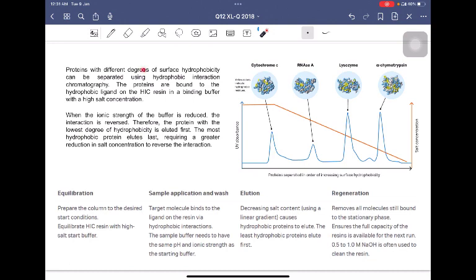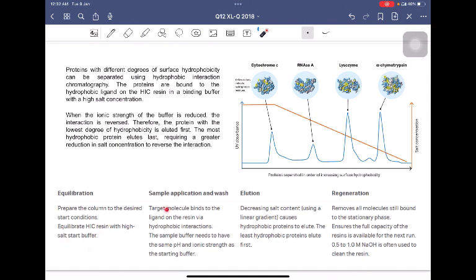So proteins with different degrees of surface hydrophobicity can be separated using hydrophobic interaction chromatography. The proteins are bound to the hydrophobic ligand on the resin in a binding buffer with high salt concentration. So the initial buffer, the starting buffer, usually has high salt concentration. That is how we equilibrate the column also. We prepare the column with high salt starting buffer.